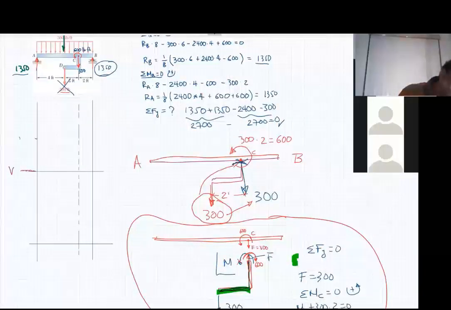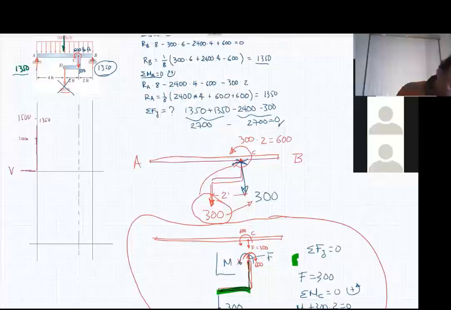this is 1000. This is 1500. So 1350 will be somewhere over here. So we have to go up to 1350. Yes, 1350 will be over here.